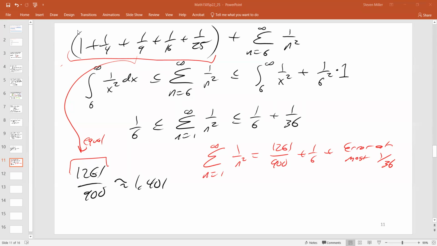So if I add, I get about 1.567. The error, 1 over 36, is about 0.027. If I look at what I had before, 1.64, hopefully I should be within the range. Looks like I'm a little bit below.